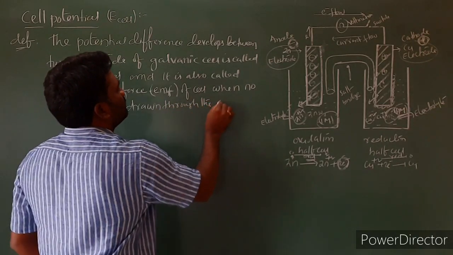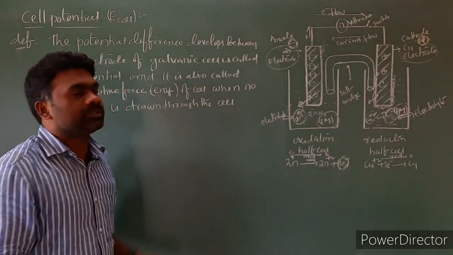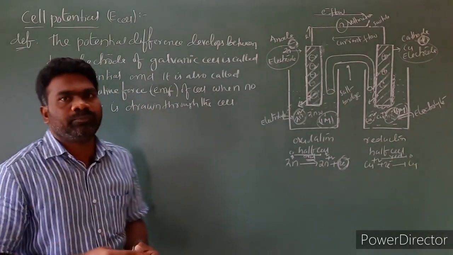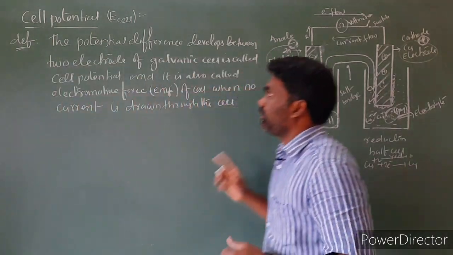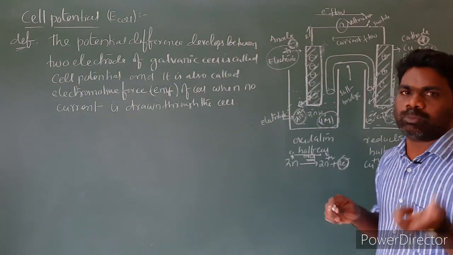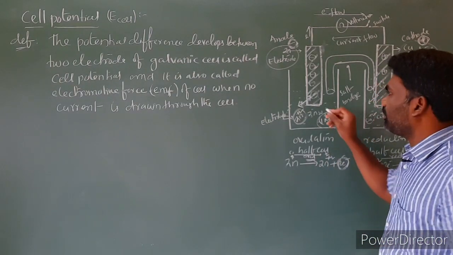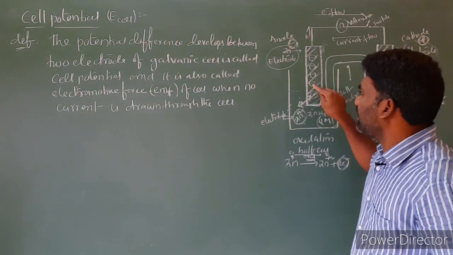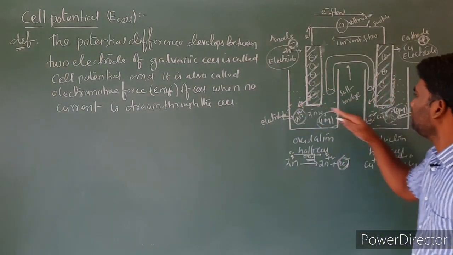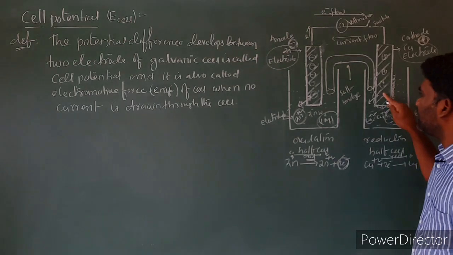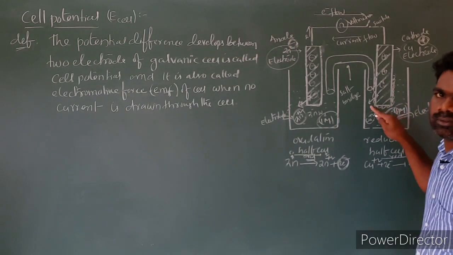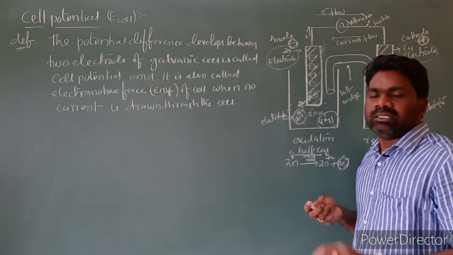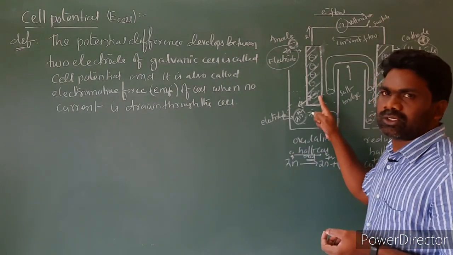No current is drawn through the cell. So this is the definition of cell potential. One common difference we have to identify is between electrode potential and cell potential. Electrode potential is the potential difference developed between electrode and electrolyte.